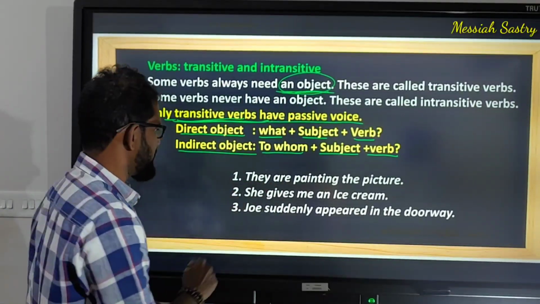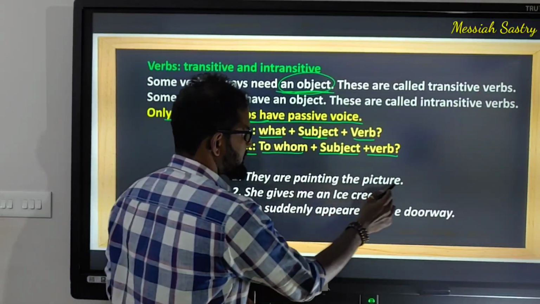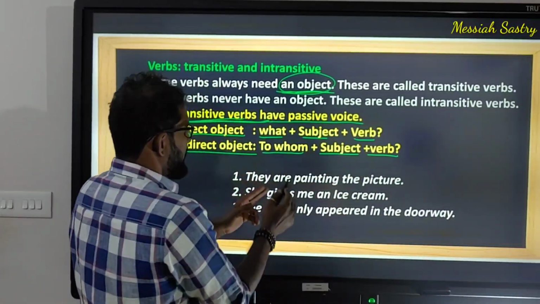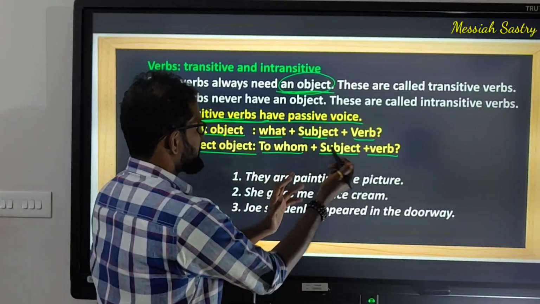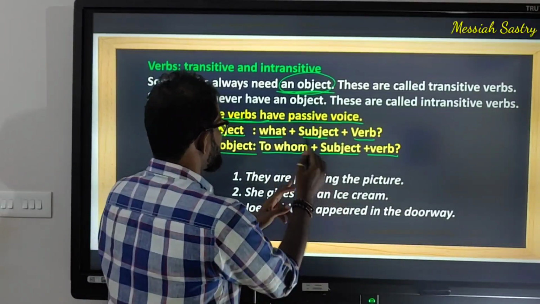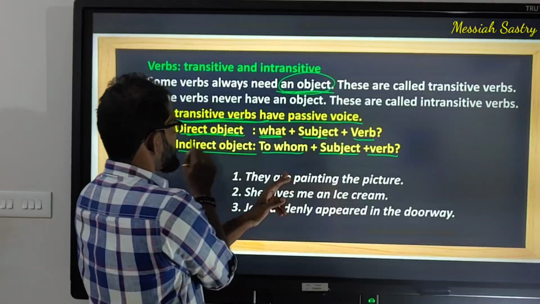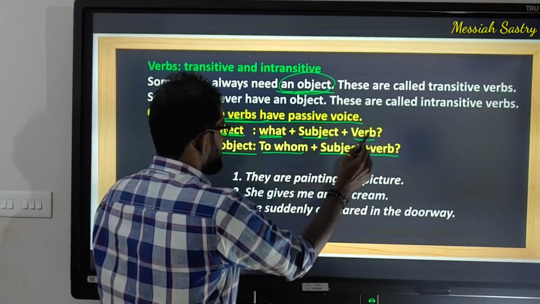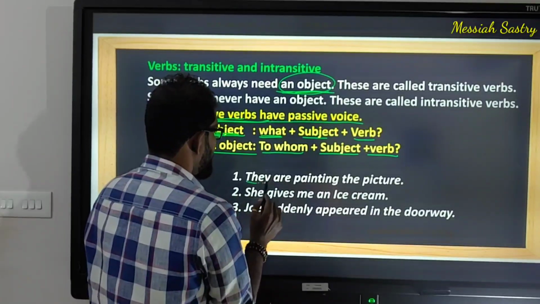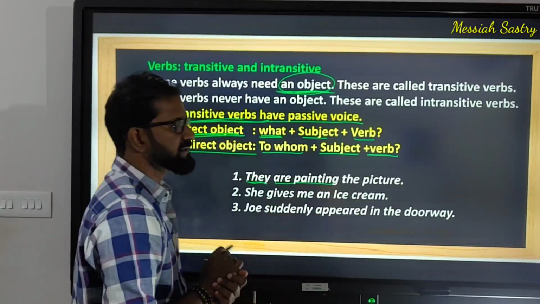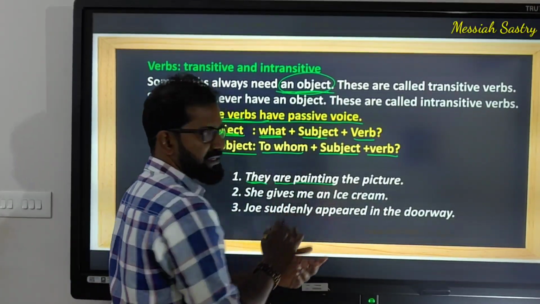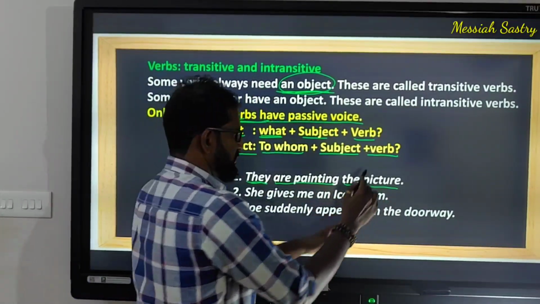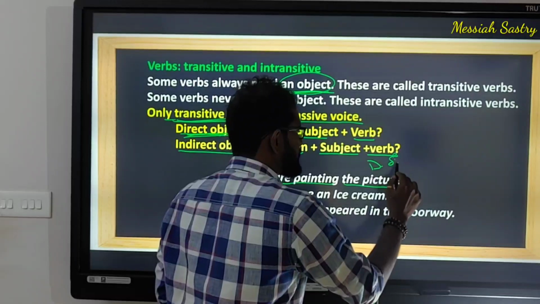Look at the example here. They are painting the picture. Now let us see what object is here. First let us see whether there is a direct object or not. What plus subject plus verb: what are they painting? The picture. The answer is the picture. So there is a direct object.